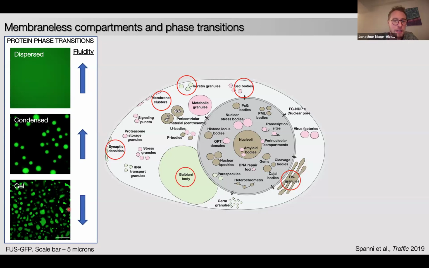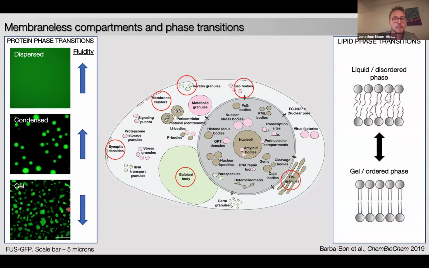But what some of you may have noticed from the image in the middle is that many of these condensates are found in close proximity to, or even directly tethered to, lipid membranes. And this was very interesting to us, given there's also, as many people will be aware, a significant body of work demonstrating the importance of phase transitions in lipids.